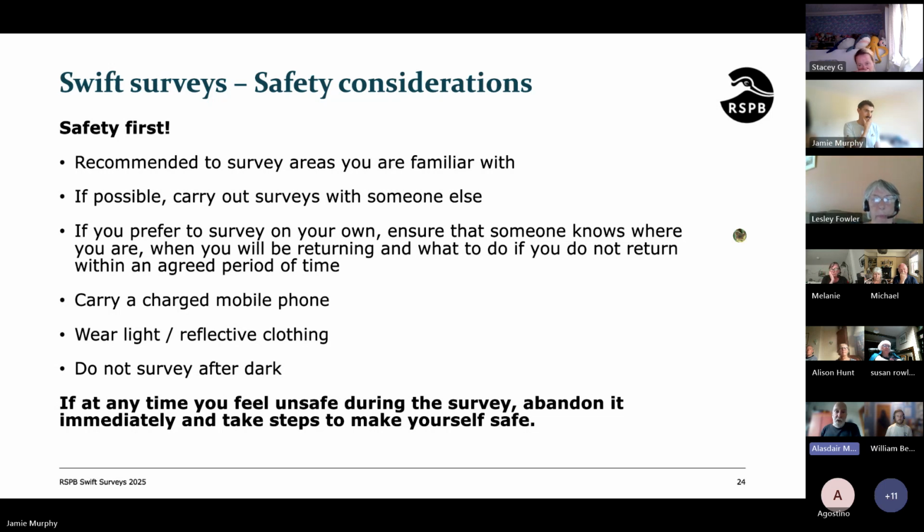If you do prefer to go out on your own, just make sure that somebody knows where you are, when you'll be returning, and what to do if you haven't come back by a particular time. Carry a charged mobile phone, and as we ask people to go out near dusk, which is one of the best times for seeing swifts, make sure you wear light reflective clothing, so you're not likely to be run over by something. And if at any time you do feel unsafe during the survey, just abandon it and do whatever you need to make yourself safe. So obviously it's an unusual form of surveying. People are normally surveying birds out in the country, but this is happening in urban areas, so we have to think about these things.